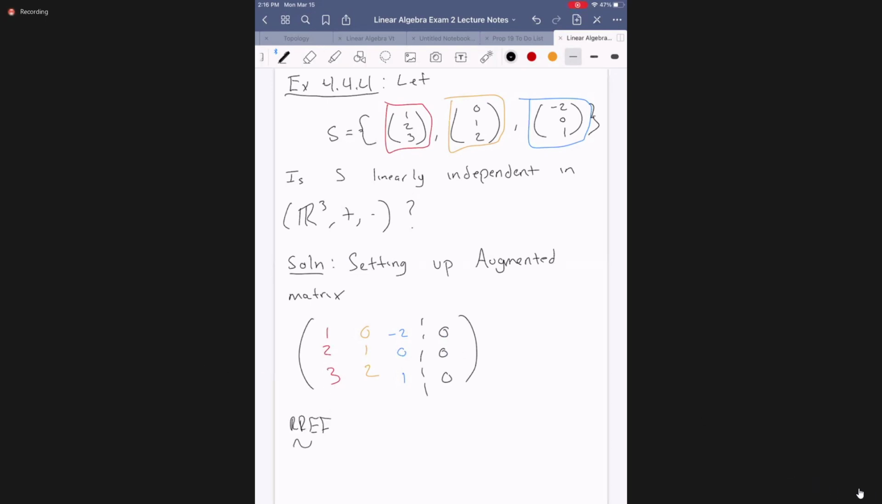So once you RREF this, what you should get is 1, 0, 0, 0, 1, 0, 0, 0, 1. So what does this mean? Well, it means that c1 has to equal 0, c2 has to equal 0, and c3 has to equal 0. So the set is linearly independent in your vector space R3 with the standard operations. So if you have this situation, it's linearly independent, okay?